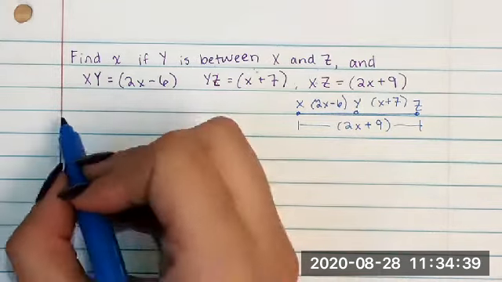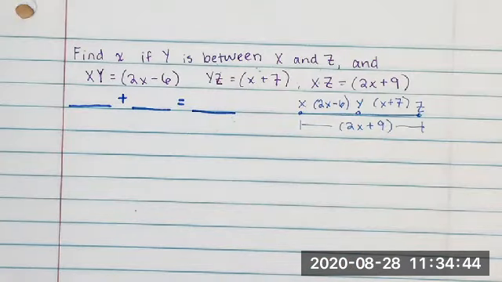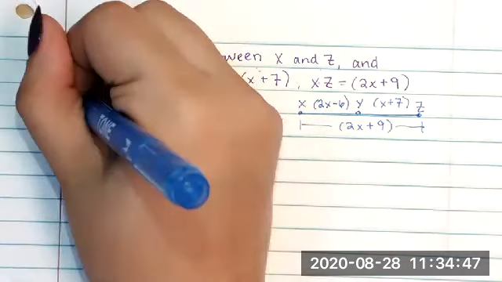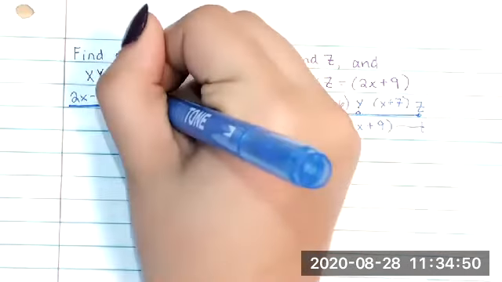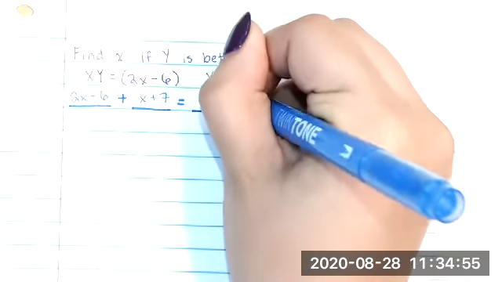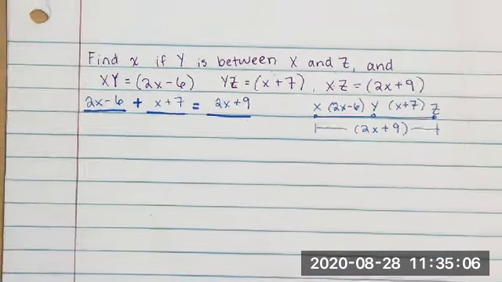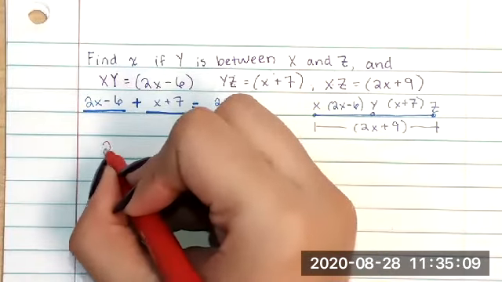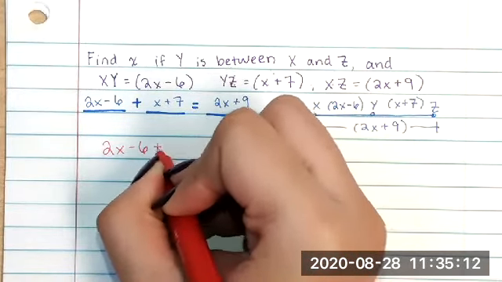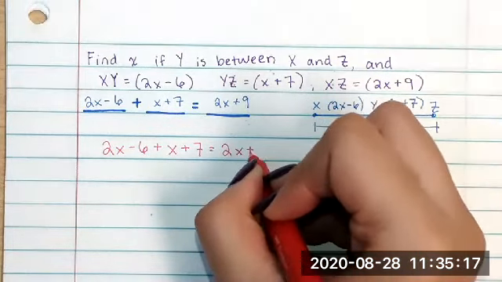All right, so again, we're going to be using part plus part equals whole. And we're going to put each of our parts in. So 2x minus 6, x plus 7, and 2x plus 9. And then from here, we can solve our equation. So again, I'm going to rewrite it so we can see it a little bit easier all in one line. 2x minus 6 plus x plus 7 equals 2x plus 9.